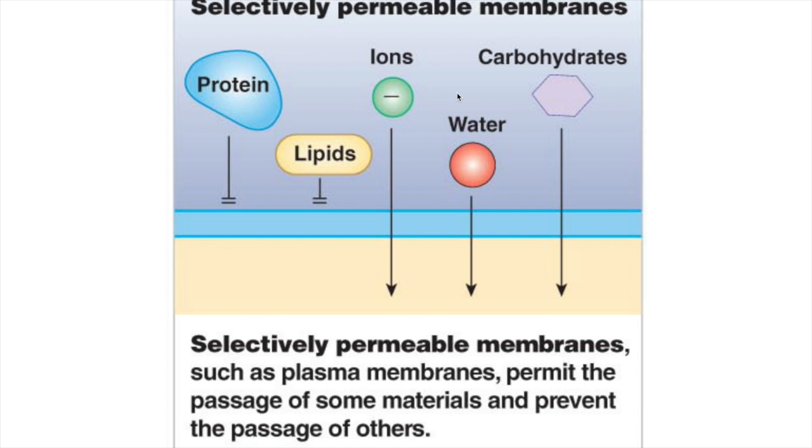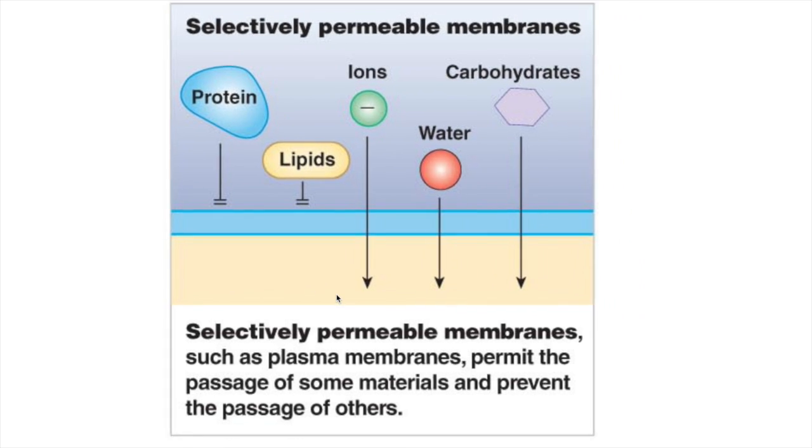So again, our plasma membranes are selectively permeable. So things like, well, this is not our cell membrane, but this is an example of a selectively permeable membrane. This one lets ions, water, and carbohydrates through, but not lipids and proteins.